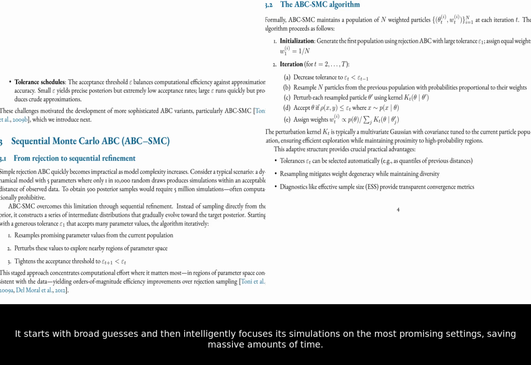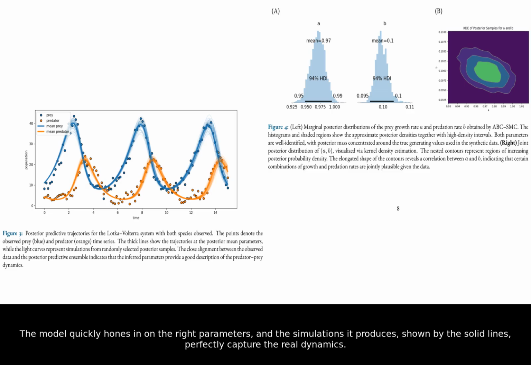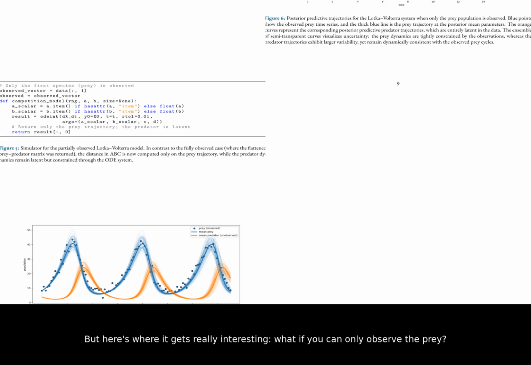It starts with broad guesses and then intelligently focuses its simulations on the most promising settings, saving massive amounts of time. To see how this works, let's look at a classic model of predators and prey. In this first example, the researchers pretend they have data for both species, shown by the blue and orange dots. The model quickly hones in on the right parameters, and the simulations it produces, shown by the solid lines, perfectly capture the real dynamics. But here's where it gets really interesting.